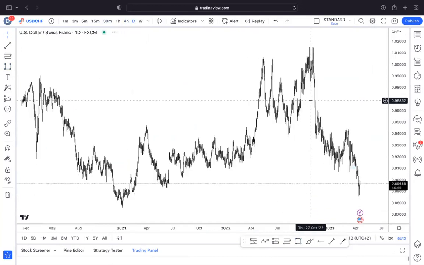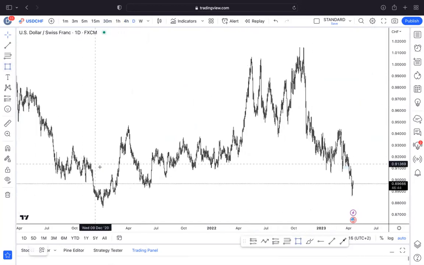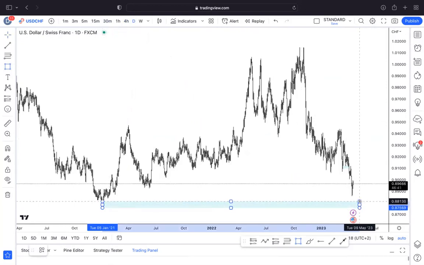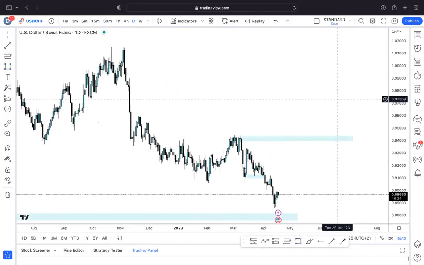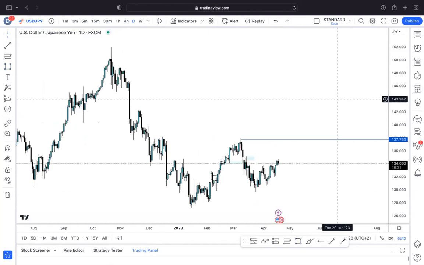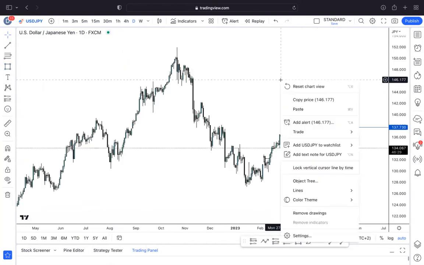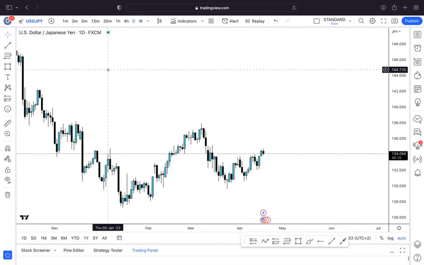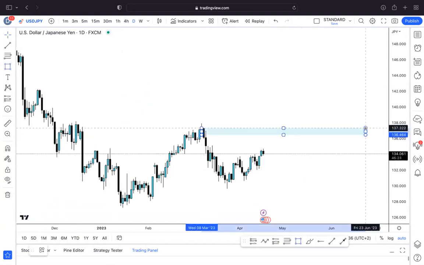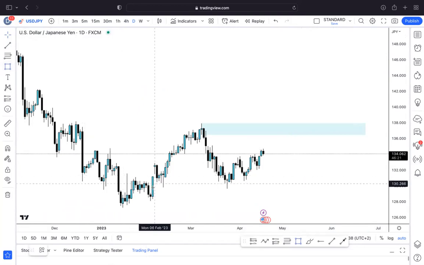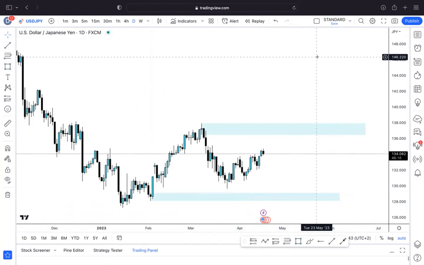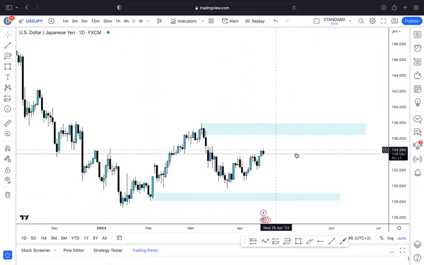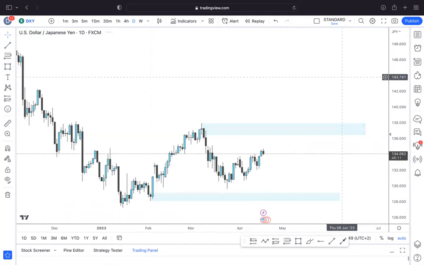And then USD Swiss franc, dailies here for buys. And sell zone, this one. And US dollar, Japanese yen. High, low. I'm kind of in a range here, so hard to judge.